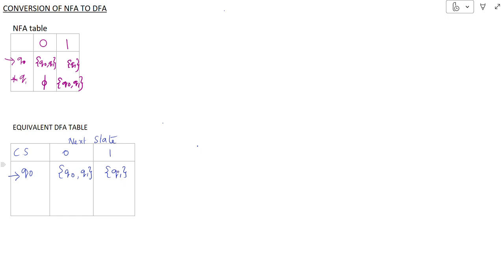Suppose we had a Q0 here, then it would not be considered a new state. Except Q0, all others are considered new states. Now for the Q1 transition, it will be the same transition as here. And the next new state is Q0 Q1.